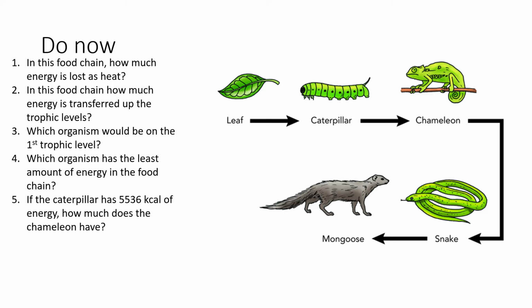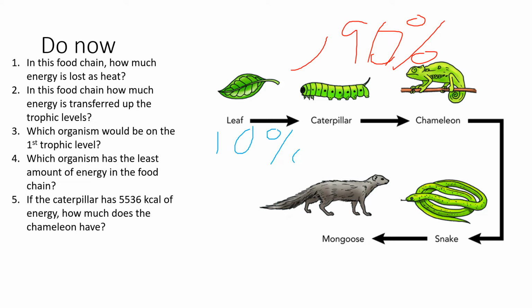All right, let's go over it. In this food chain, how much energy is lost as heat? We know, according to the 10% rule, 10% is transferred to each level. However, we all know that 90% is lost as heat. In this food chain, how much energy is transferred up the trophic levels? We know that 10% is transferred up the trophic levels. So each one of these arrows is about 10% of energy that is being transferred up the trophic levels.